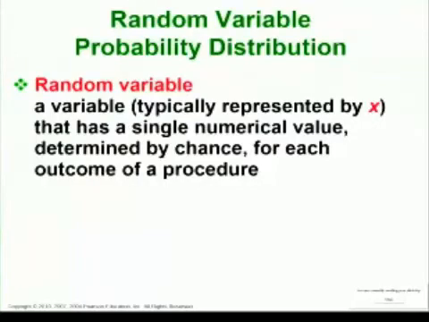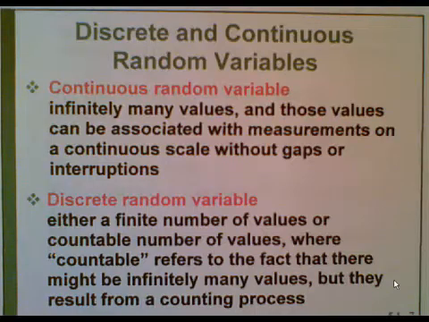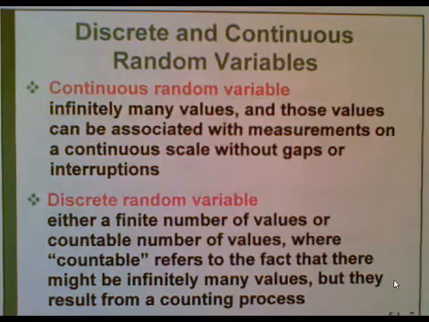Or the procedure could be that I'm going to survey everybody in here about your birthday, and X will be the number of people who were born in February. All right, so X is just a variable. It stands for something. It's a number determined by chance for each outcome of a procedure. Before we finish this slide, let's skip to the next real quickly and let me tell you about a couple of different types of random variables, and then we'll come back to this slide.